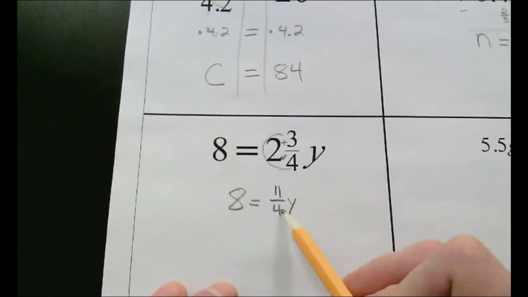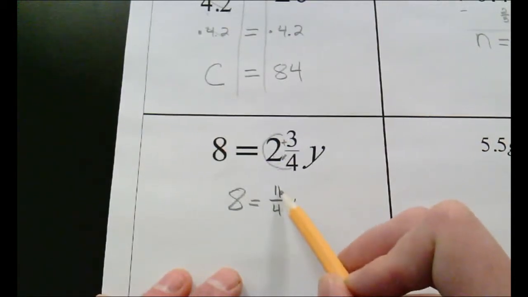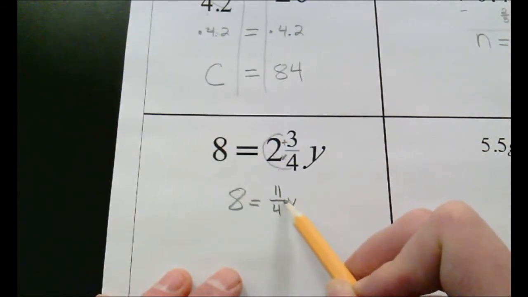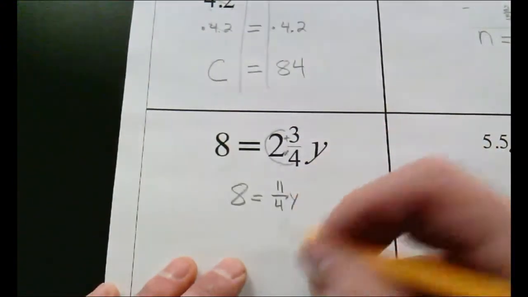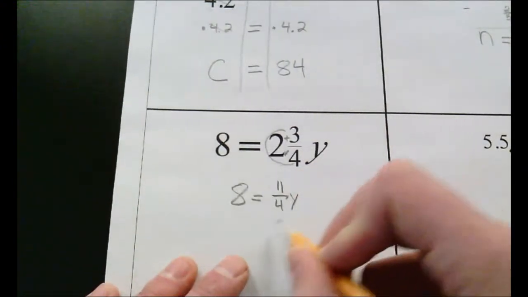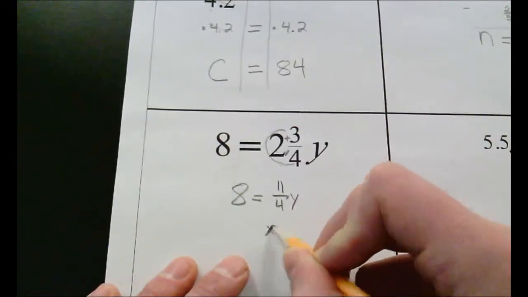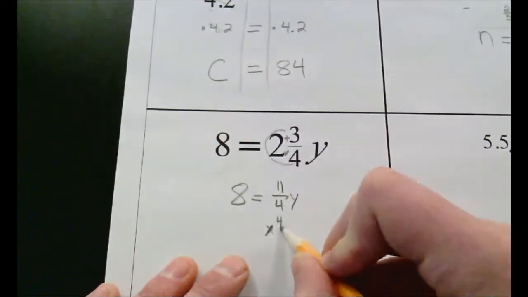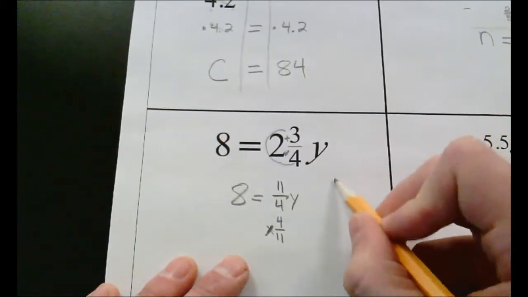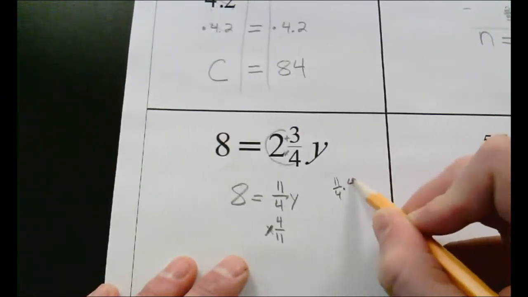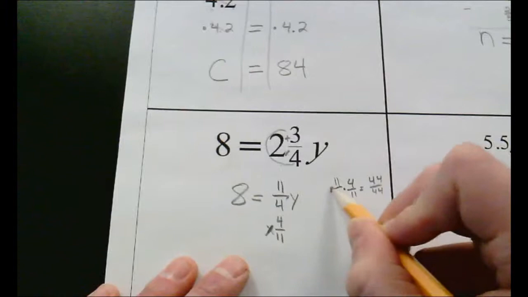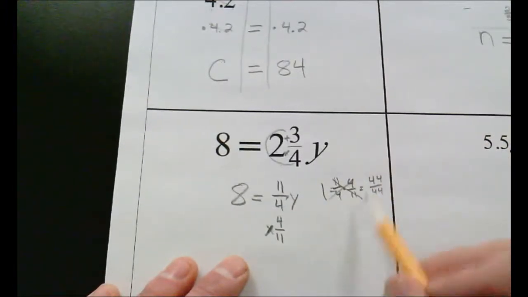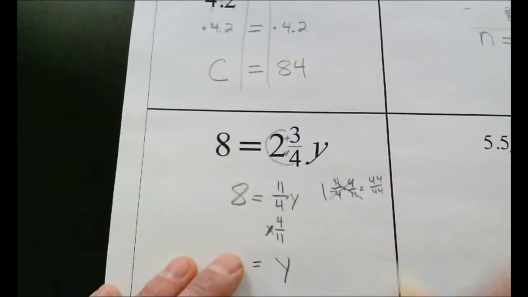Well, to do this, I need to say 11/4 times y. I could divide by 11/4, but when we're actually doing division of fractions, we're multiplying by reciprocals. So I'm multiplying by the reciprocal of 11/4, which is 4/11. And I'll prove it over here. 11/4 times 4/11 equals 44/44, which is equal to 1. These cancel out. So we just get one whole. What we're left with then is y.